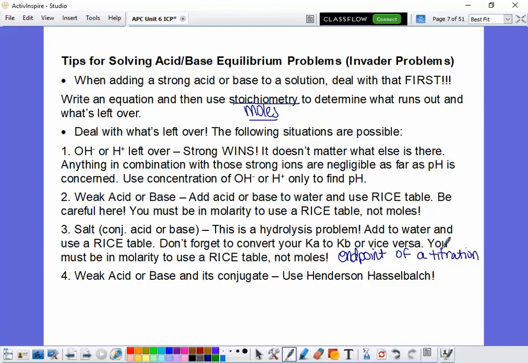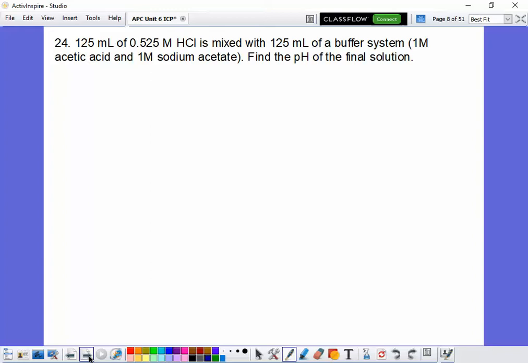Okay. So let's do some invasion problems. With this problem, we have 125 milliliters of 0.525 molar HCl, and that is being mixed with 125 milliliters of a buffer system. That buffer system contains 1 molar acetic acid and 1 molar sodium acetate. We're going to find the pH of the final solution. So, we have a buffer system.